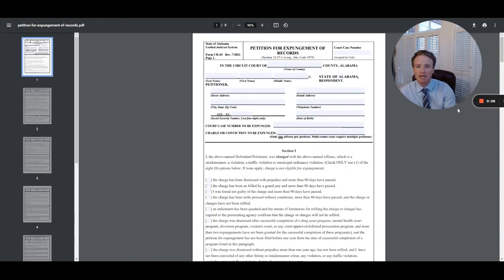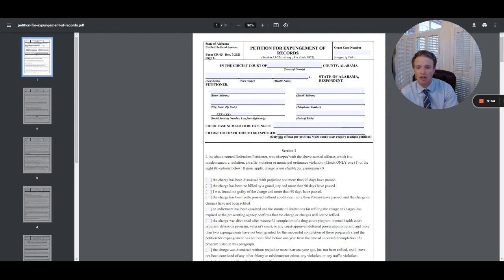So here is a picture of what the expungement of records looks like. If you've made it this far, that means you already have your certified copy of your criminal history from ALEA, and you also already have your certified copy of disposition from your case, whether that means your case was dismissed, no billed, or you're convicted. You've got to already have those things before we can file this petition for expungement of records, okay?